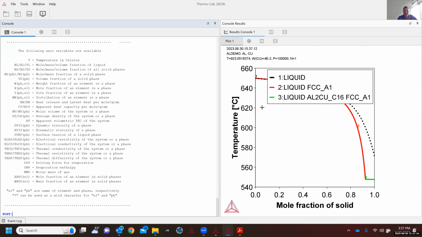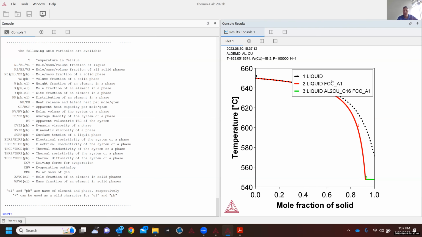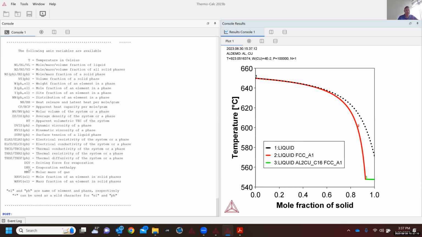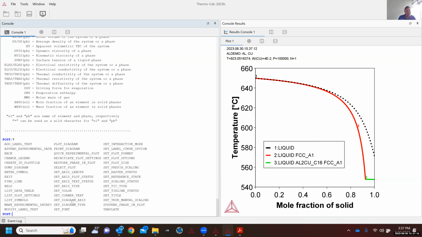All right, let's look at that. It's the same thing we got in the graphical mode. Now I'm going to use set diagram axis to change the y-axis from temperature to the mole fraction of each phase. So set diagram axis, S-D-A y, ns, which stands for the number of moles of solid phase.